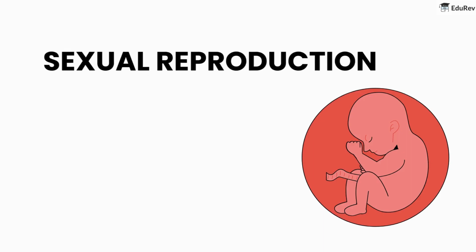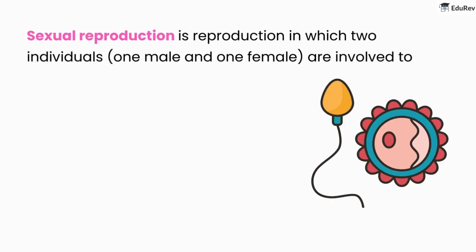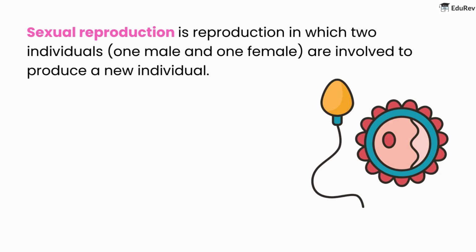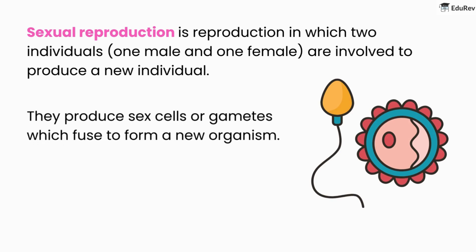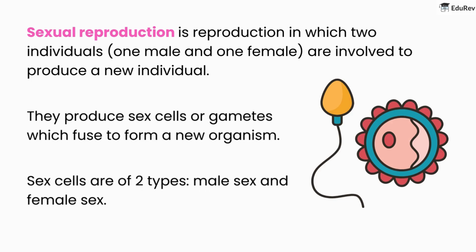Now, let's look at sexual reproduction. Sexual reproduction is reproduction in which two individuals, one male and one female, are involved to produce a new individual. They produce sex cells or gametes which fuse to form a new organism. Sex cells are of two types, male sex and female sex.